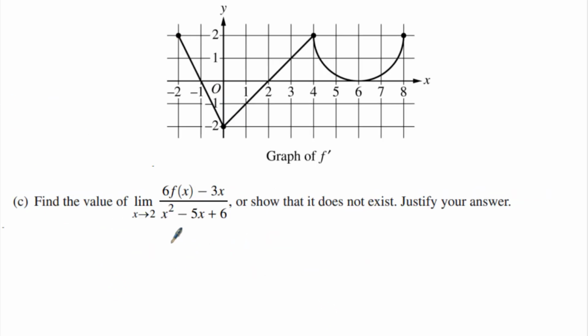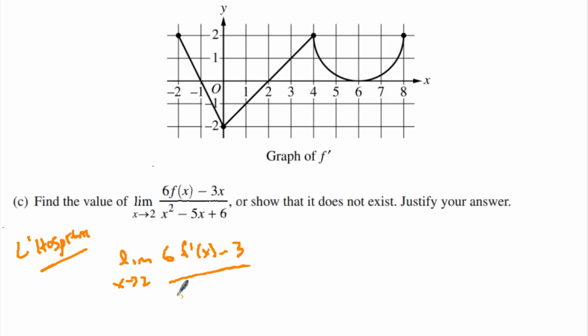Then it says find the value of this limit. Now, if you take a look at this limit, you're going to get 0 over 0, which means it's indeterminate, which means we have to use L'Hopital's rule, which means we're going to take the derivative of the numerator and the derivative of the denominator. So let's take the derivative of the numerator. The derivative of the numerator is 6f prime of x minus 3. On the denominator, we have 2x minus 5.